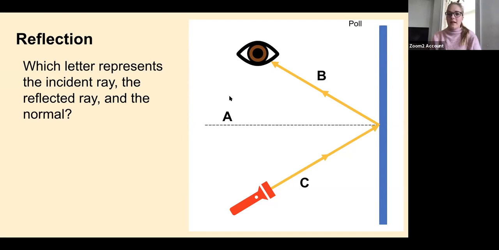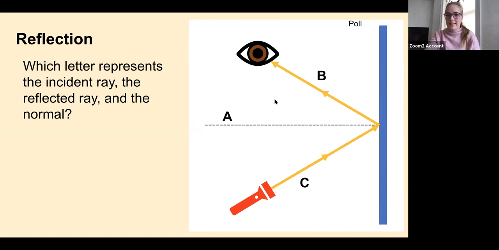Great, so you guys did great on these questions. For question 1, which letter represents the incident ray? That's C, the arrow represented by the letter C, because this is the ray of light going in towards the mirror from the torch. So that's the incident ray. Then the reflected ray is the ray that's being reflected from the mirror towards our eye. So that's B. And then remember again, the normal is the dotted line that's perpendicular, or at a right angle, to the mirror that we use to help us in these ray diagrams. So really great job on those questions.